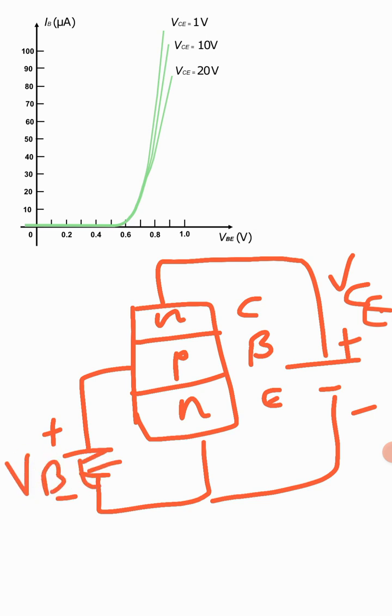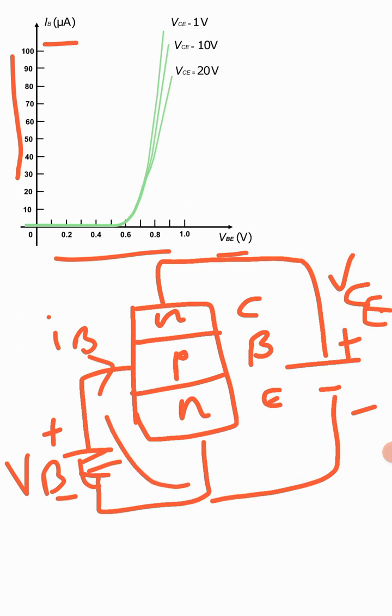Okay, so here on the x-axis what you see is VBE, and here on the y-axis is your input current IB. So that's your input current IB. So in this common emitter configuration, your input junction is forward biased and the output junction is reverse biased.